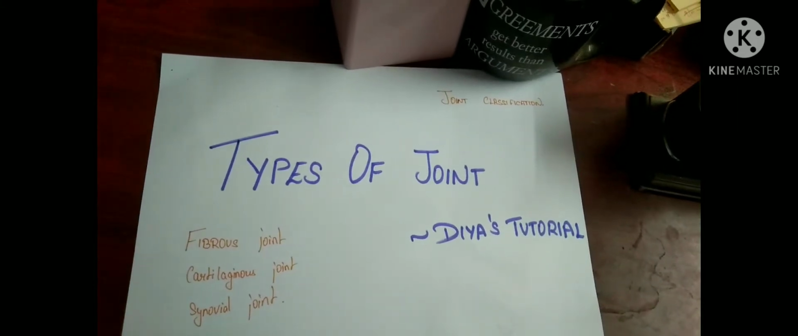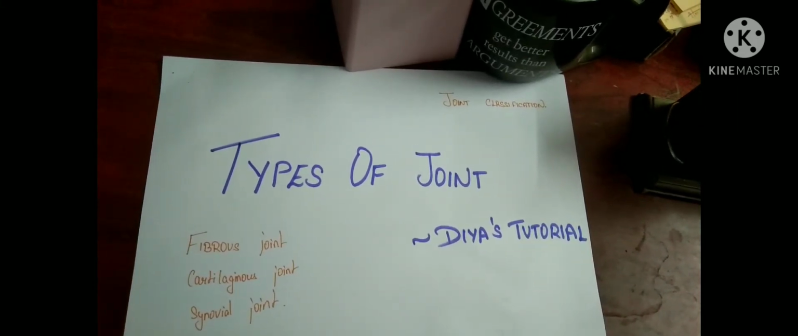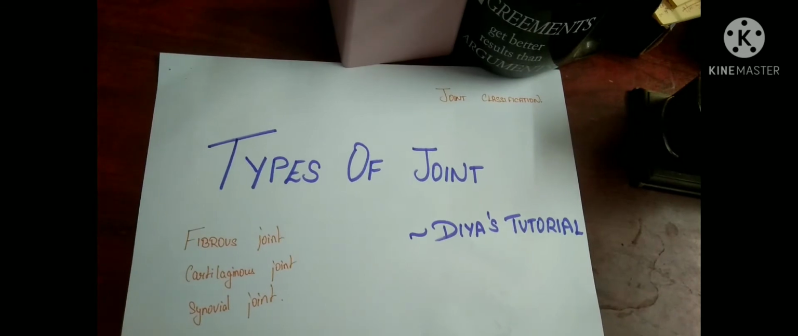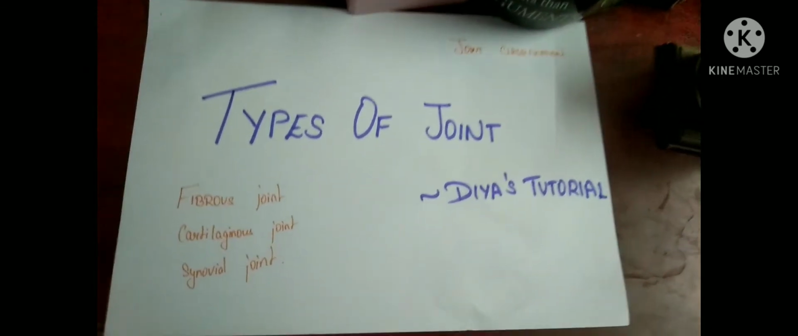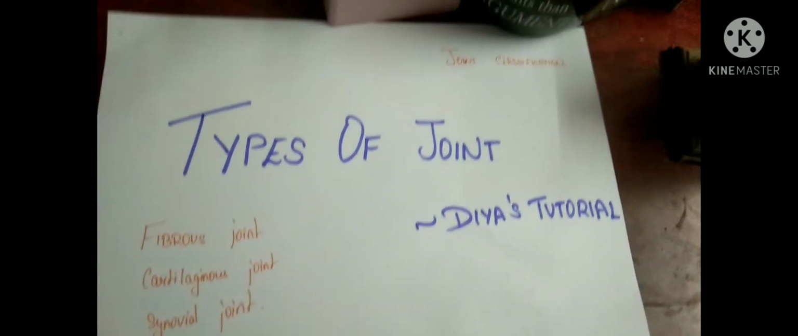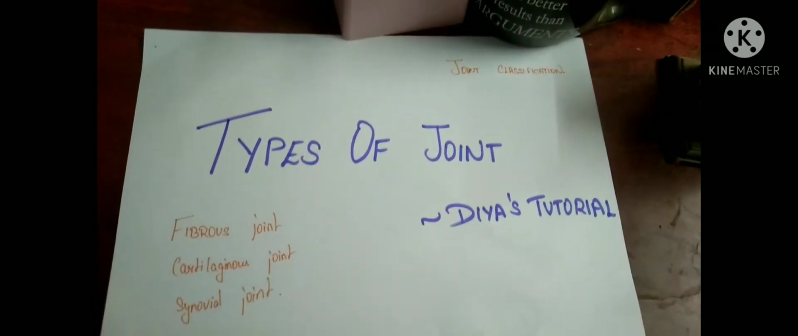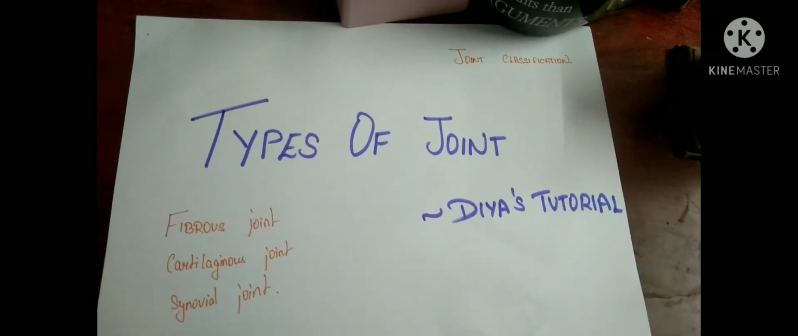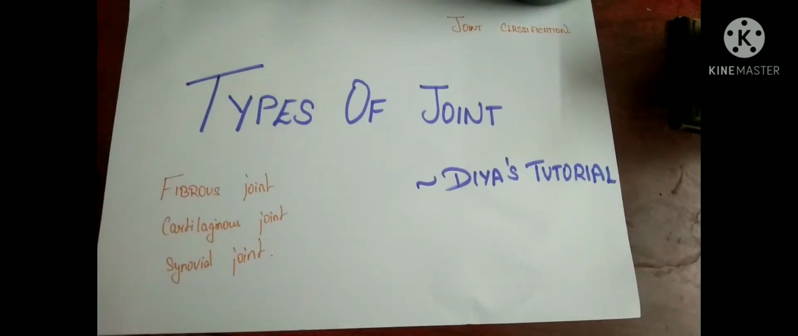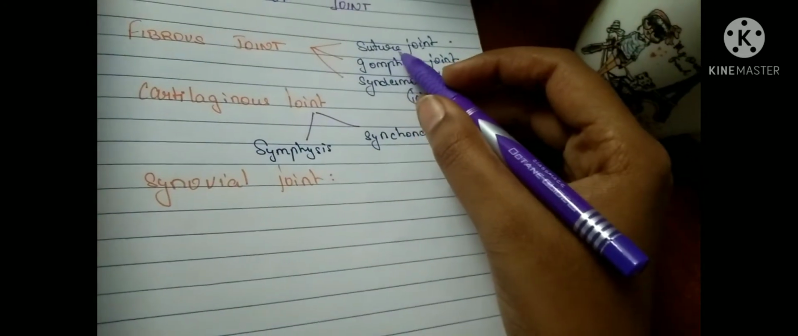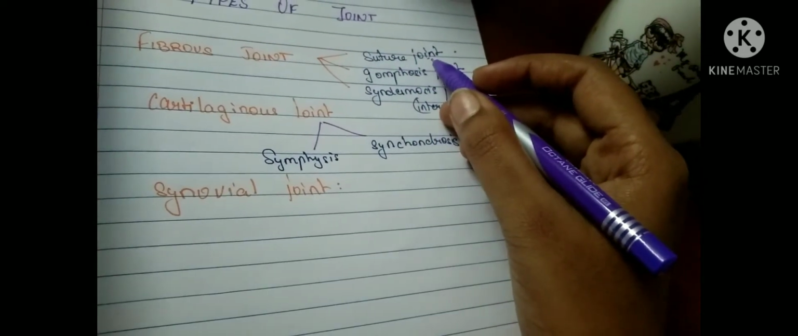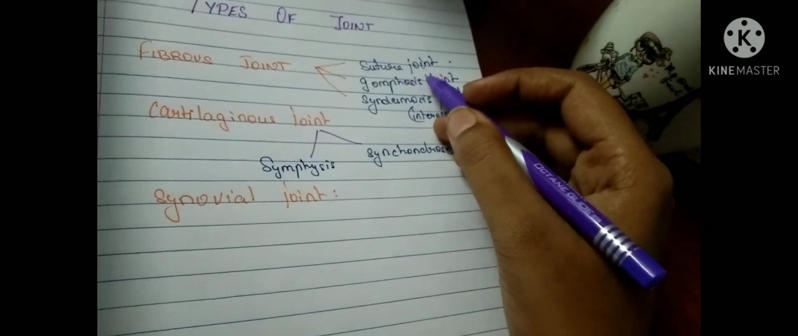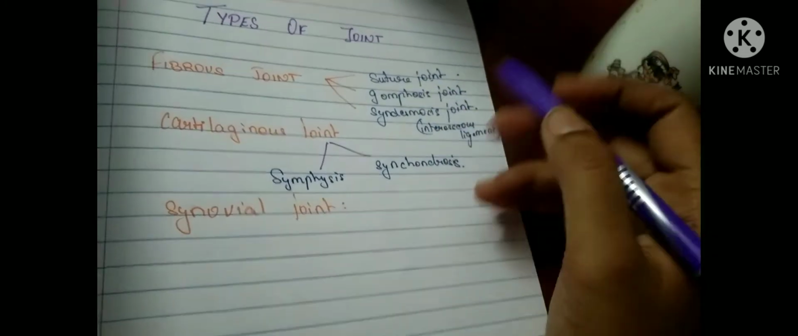Hi friends, today we are going to see about the types of joint classification. So there are three types of joints mainly in our body, that is the fibrous joint, cartilaginous joint and the synovial joint. In fibrous joint we have the suture joint, then the gomphosis joint and the syndesmosis joint.